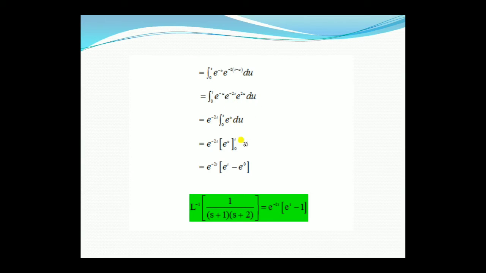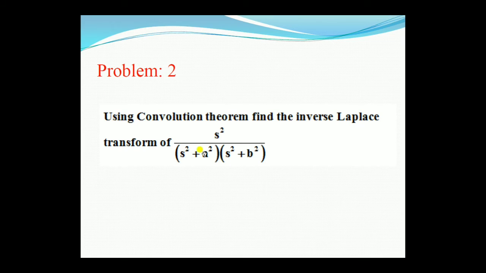You integrate with respect to u, we get e power u, with limits 0 to t. You substitute upper limit minus lower limit, we get e power t minus e power 0. The e power 0 value is 1. Finally, we get L inverse of 1 divided by s plus 1 into s plus 2 equal to e power minus 2t into e power t minus 1. So we are going to the second problem.